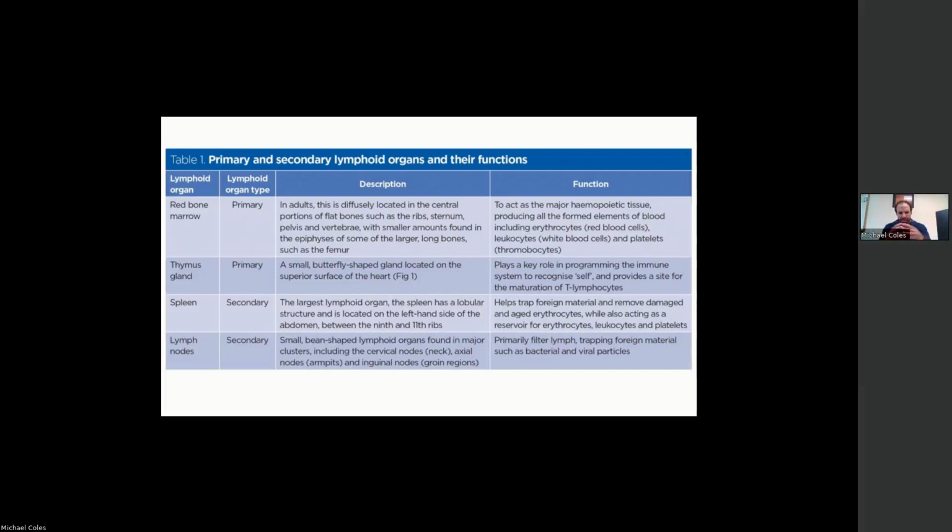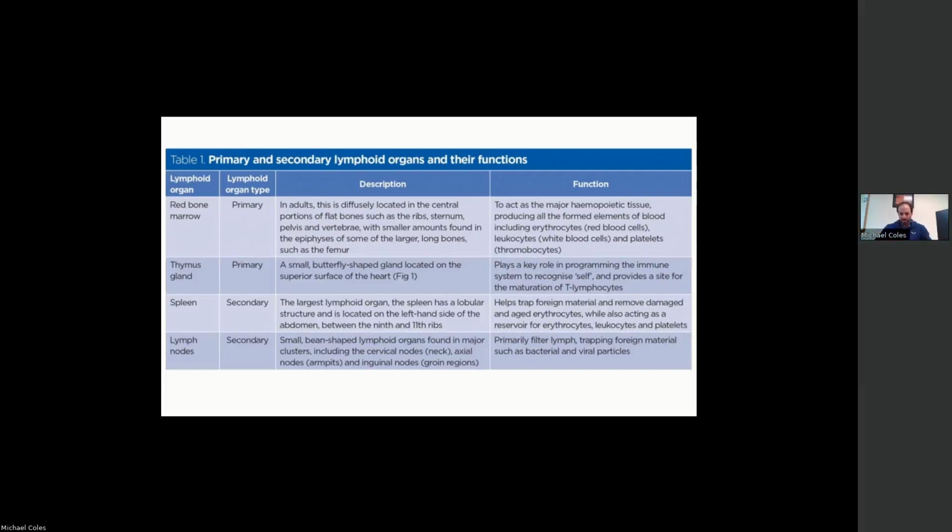And then lastly, lymph nodes, small bean-shaped lymphoid organs. They're found in clusters like grapes. Okay, so these clusters are going to be in the neck. So cervical is in the neck. Axillary means armpit. So you think if I throw an axe, I have to reach my arm up, and my armpit is exposed. Then you have inguinal, means like in the groin region.